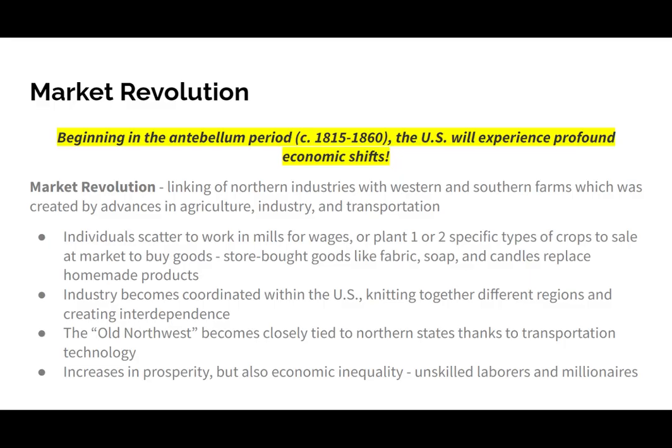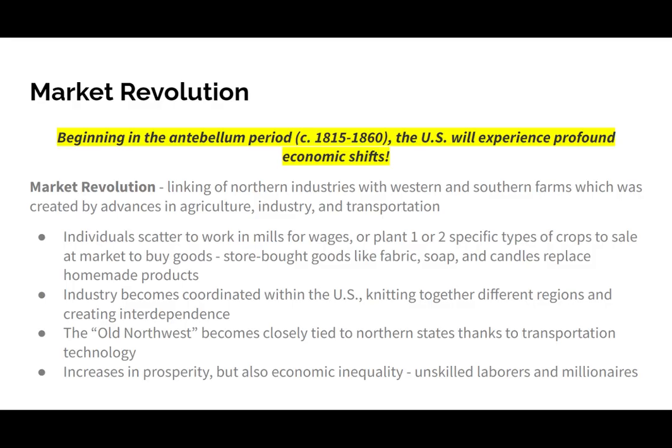And increasingly, we're seeing more wealth, more prosperity. Unfortunately, more economic inequality as well. We're going to see the development both of millionaires. John Jacob Astor, for example, with his fur empire, is going to die in the 1840s and leave behind an astonishing $30 million. So we're going to see the growth of millionaires, but also the growth of a really large, unskilled wage laboring class that lives really on a pittance.